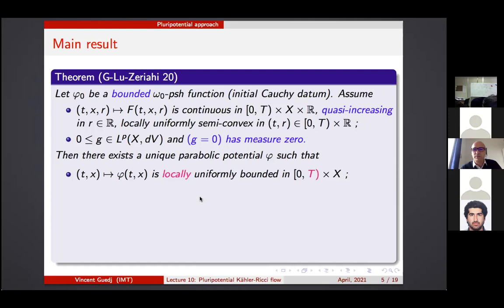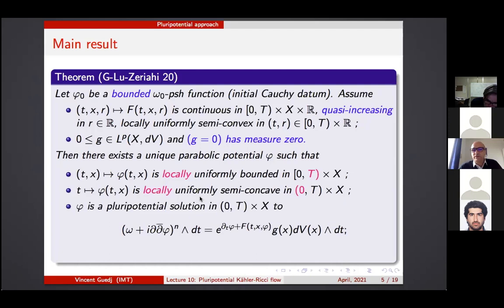Second piece of information is that phi is locally uniformly semi-concave in time. And here, and let me stress it, you do not expect this to hold as t goes to zero. So the constant of semi-concavity blows up as t goes to zero. And finally, this phi is a solution of the equation. So you see that the left-hand side is well-defined in the Bedford-Taylor sense because phi is locally uniformly bounded.